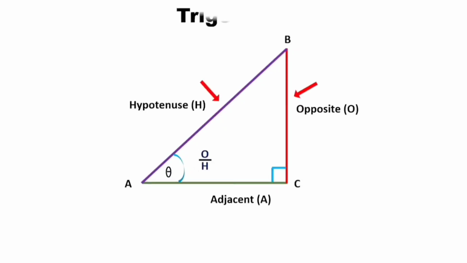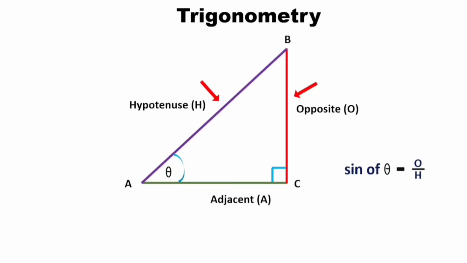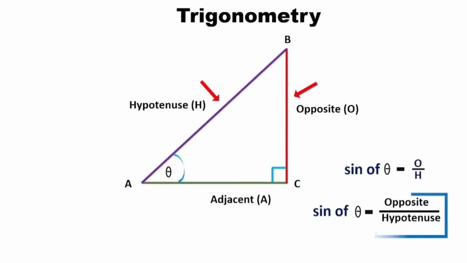Trigonometry calls this relation the sine function. The sine function determines the size of an angle by its opposite and hypotenuse. So, sine of theta or sine of angle A equals opposite upon hypotenuse. But it is a function. When we put the actual length of the opposite and hypotenuse in this function, it will give us a ratio.